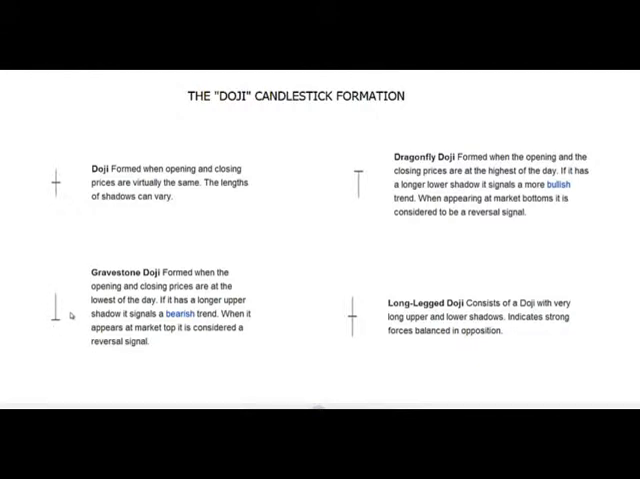So if you were to break it down, the dragonfly basically means that the market is pointing toward an up direction, and the gravestone is pointing toward a down direction.